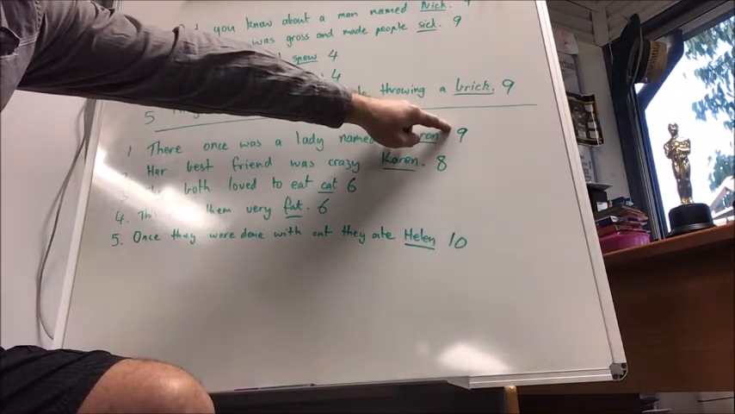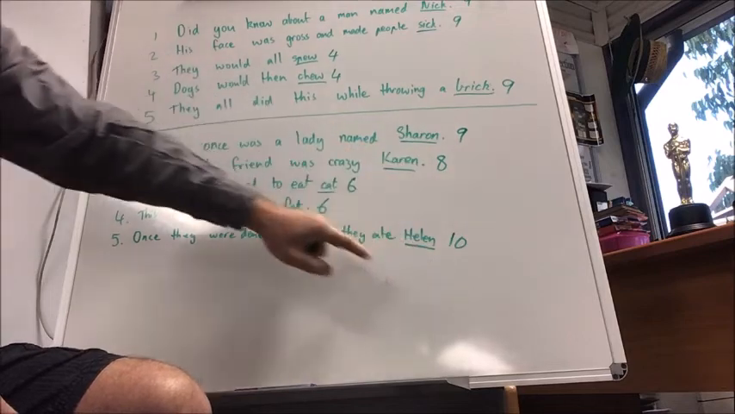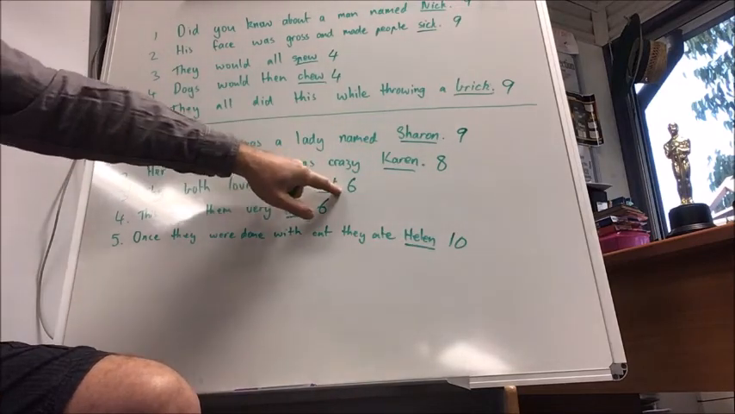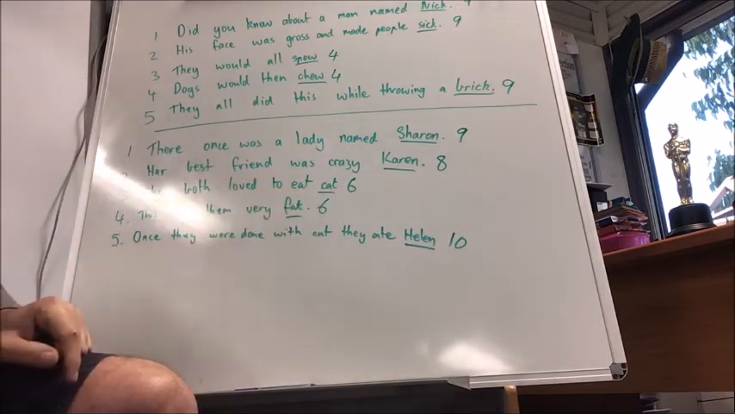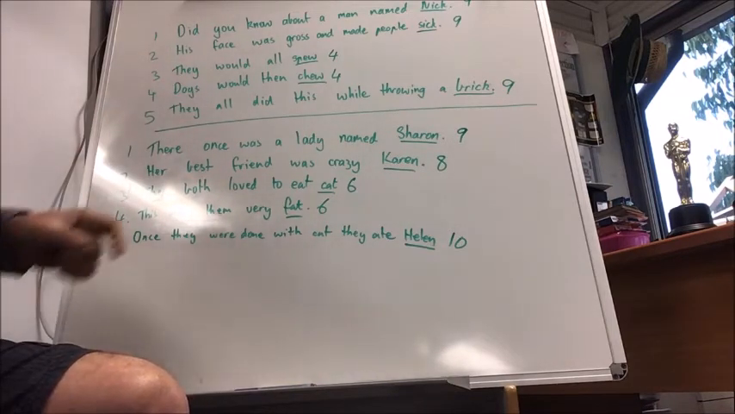Alright, so let's have a look. Lines 1, 2 and 5 are definitely between 7 and 10. So I've got 9, 8 and 10. And lines 3 and 4 are between 4 and 7 because I've got 6. So I've met the criteria for that. And is it silly? I think it is. Okay, so I've met the criteria for that. So that is how we're going to create limericks.